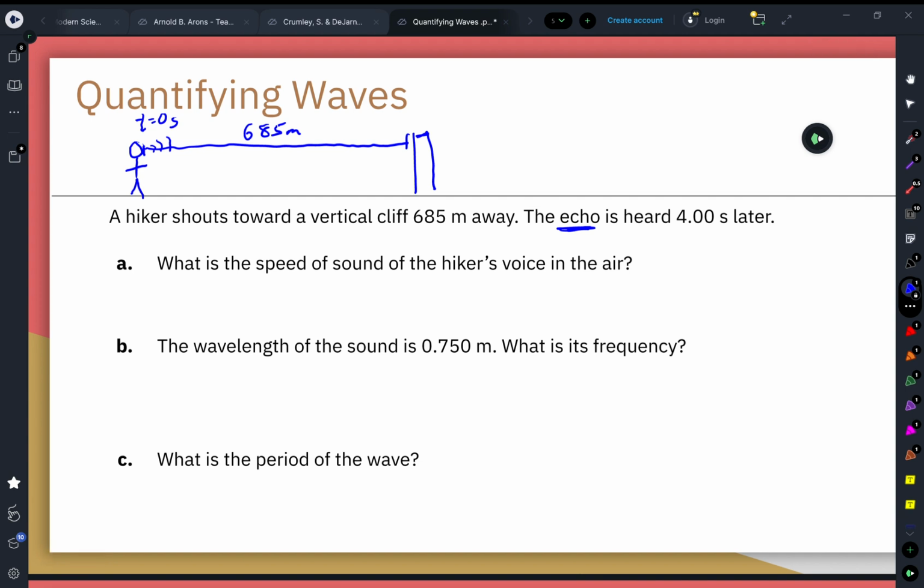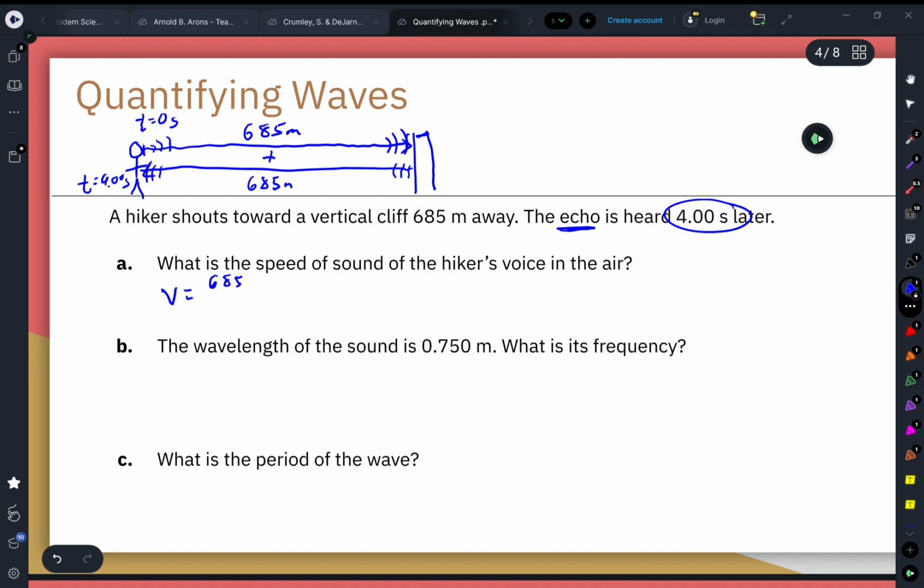That means that the sound wave had to have hit the wall and reflect back at the person. That means the total distance traveled, left and right, is 685 meters plus 685 meters. Because they hear it 4 seconds later, so 4 seconds overall has passed. Now speed. The speed of the wave is the distance traveled, 685 meters plus 685 meters, over the 4 seconds traveled. So plugging that into a calculator, the total distance traveled is 1,370 meters.